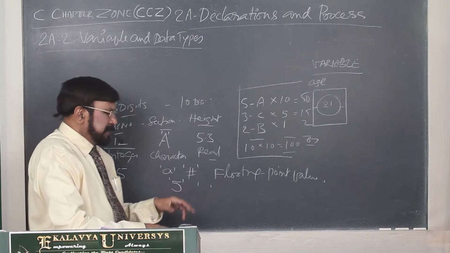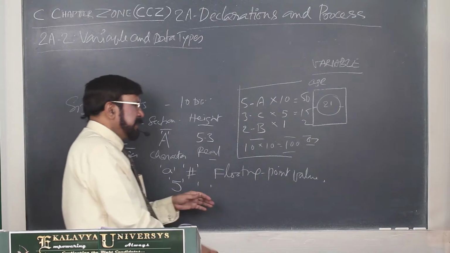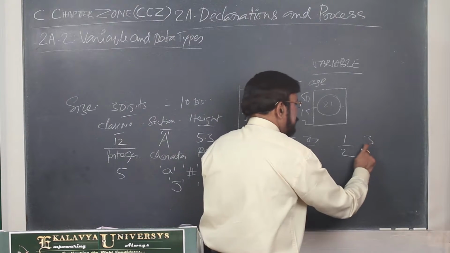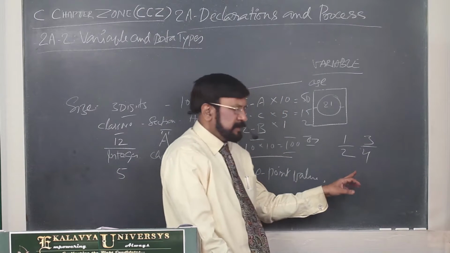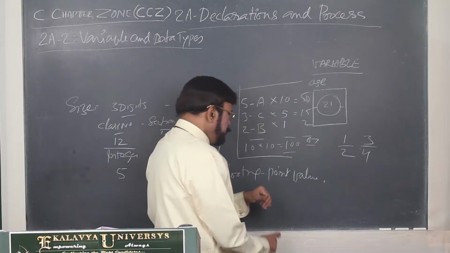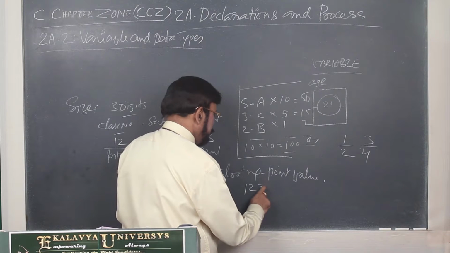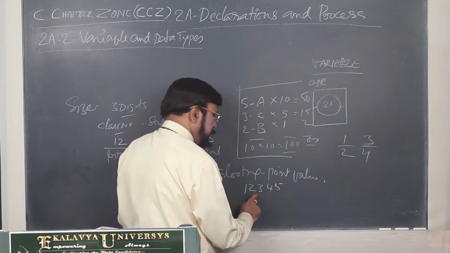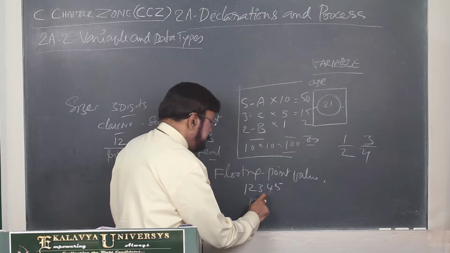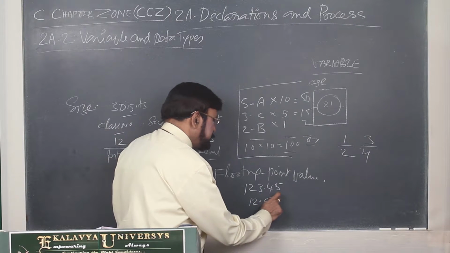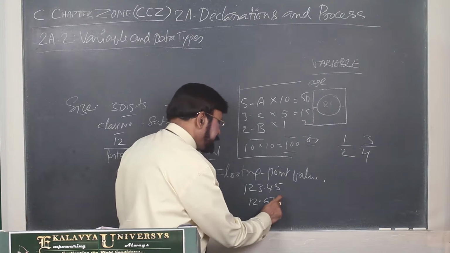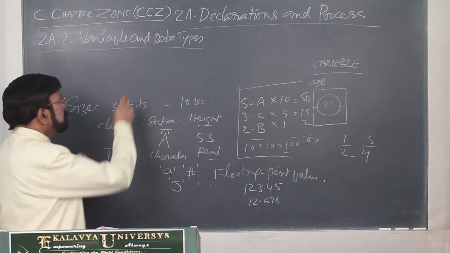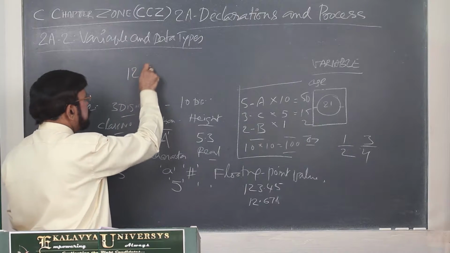Actually, in this context, we never write fractions like this. These vertical notations we never write. We write decimal notation only. How do you write normally? 123.45 or otherwise 12.678, like that you write. Actually, let us take a value. That is 12.345.